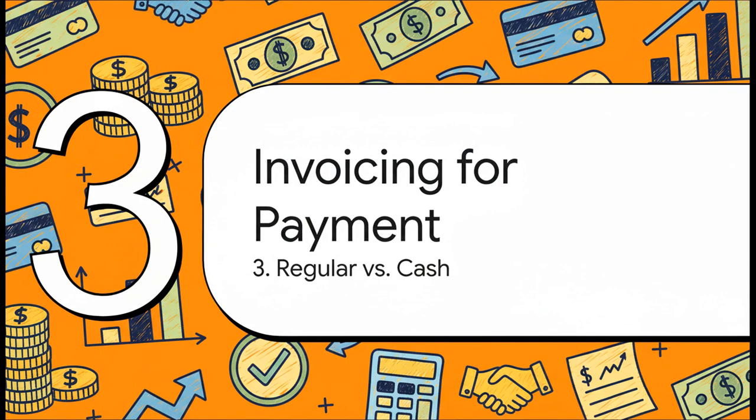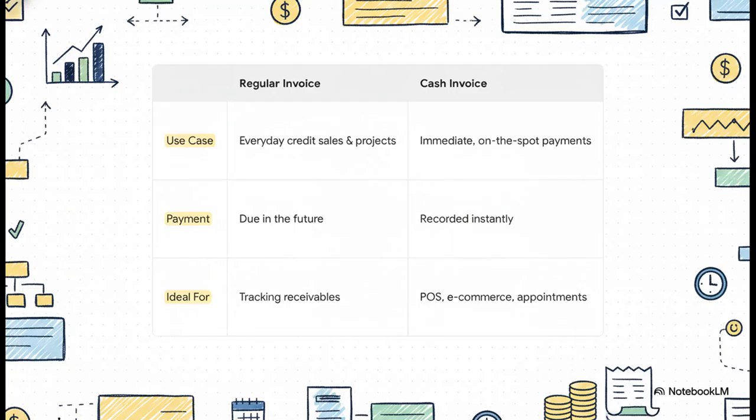So your proposal is a go. Awesome. Now it's time to get paid. This is the heart of the transaction. And NuMetric gives you two main types of invoices for different situations. Knowing which one to use is the key to keeping your finances straight. Okay, it's actually really simple. Think of the regular invoice as your go-to for any sale where the payment isn't happening right this second.